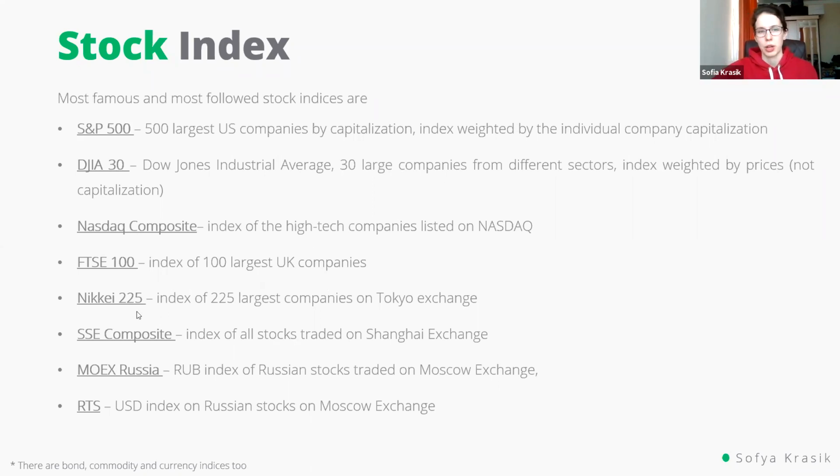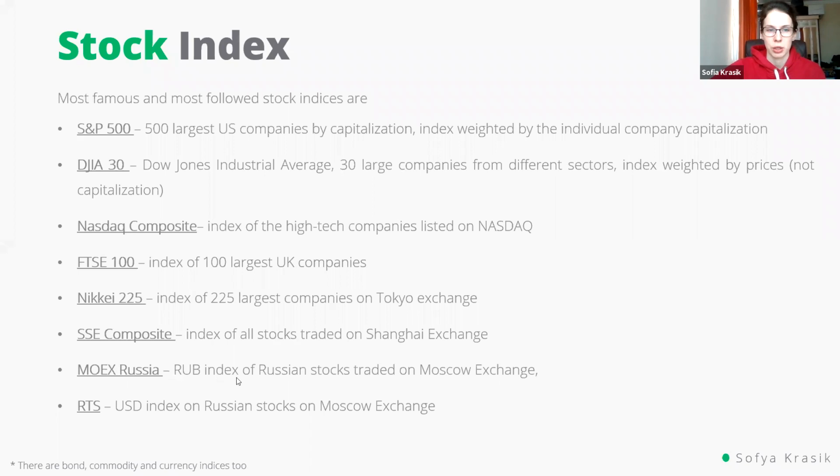Nikkei 225 is an index of the 225 largest companies traded on the Tokyo Exchange. So it's not necessarily Japanese companies. These are just companies which are traded on the Tokyo Exchange, which is also one of the largest exchanges in the world. SSE Composite, or Shanghai Composite, is an index of stocks traded on the Shanghai exchange. I don't remember how many of them there are, but it's also quite a popular index to look at.